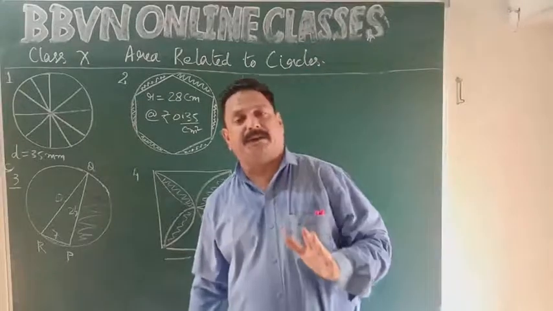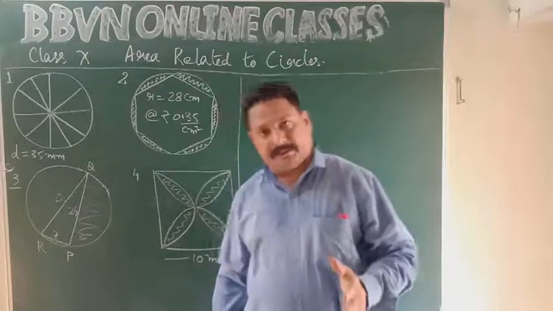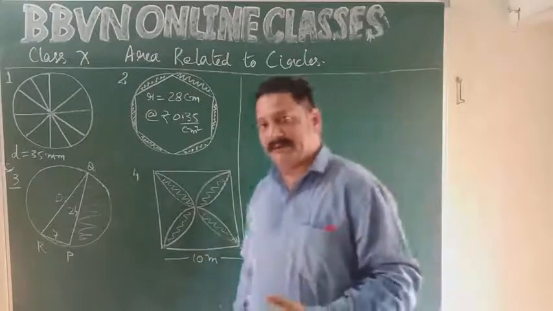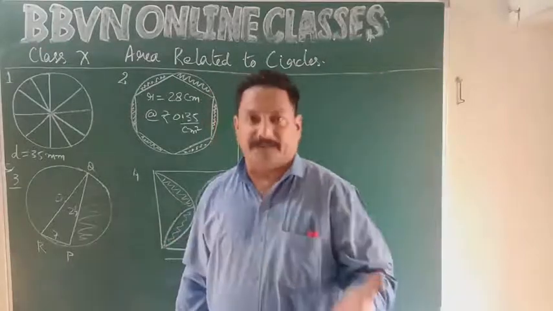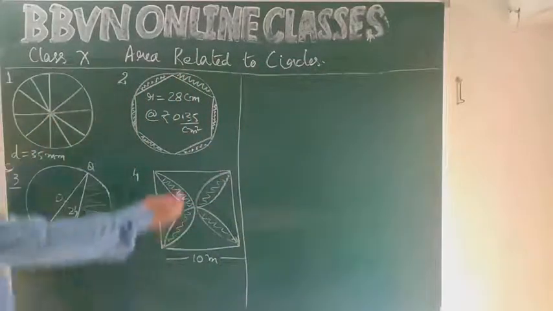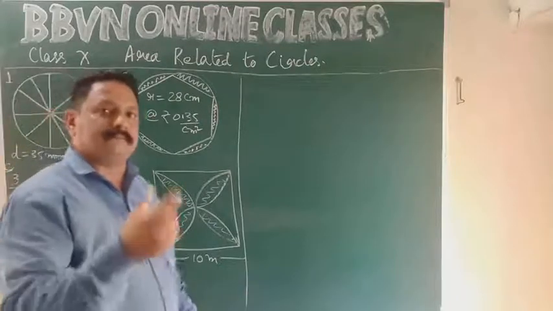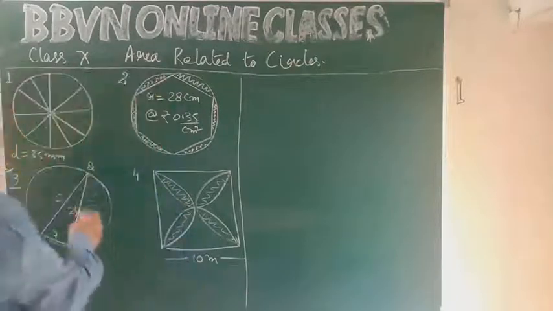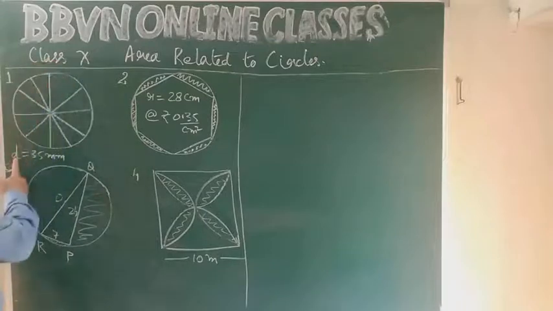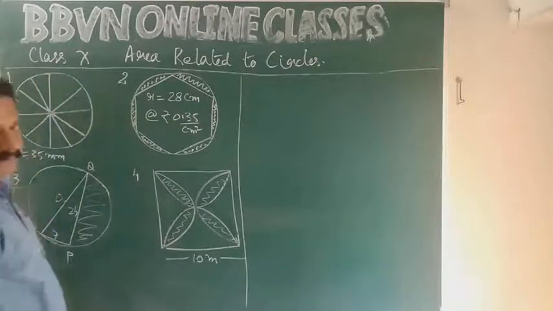So we were in the chapter related to circles, right? We have discussed certain identities, we have solved some questions. Today we will solve a different variety of questions. Like in this question, there is a brooch, or you say an ornament, which is made up of silver wire. The diameter of this circular design is 35 millimeter.